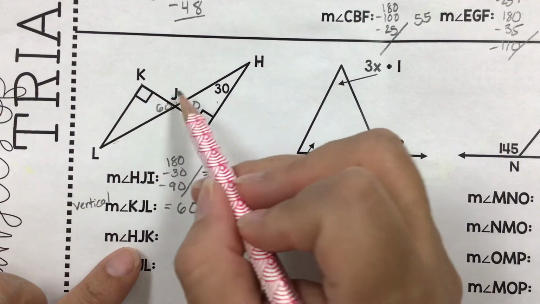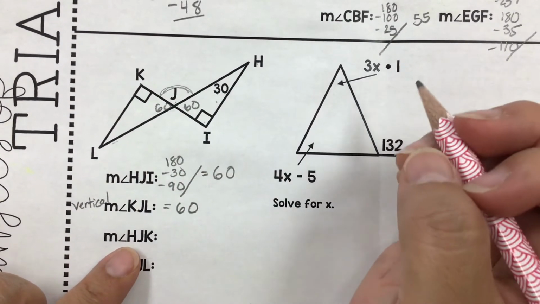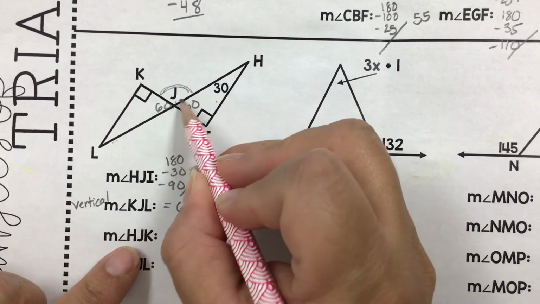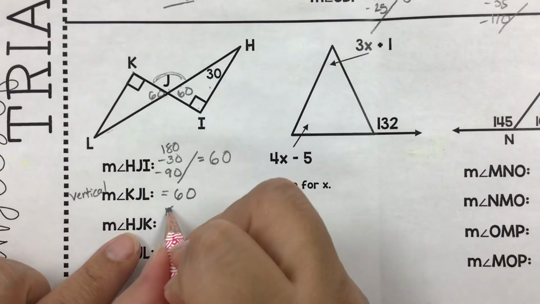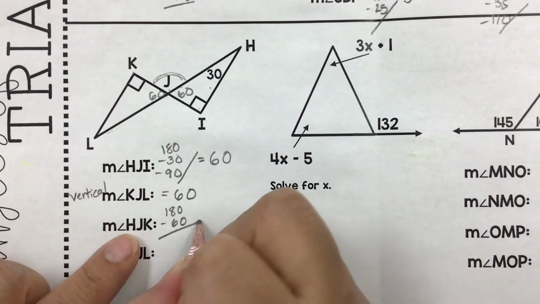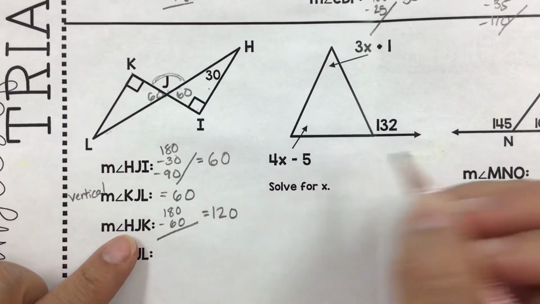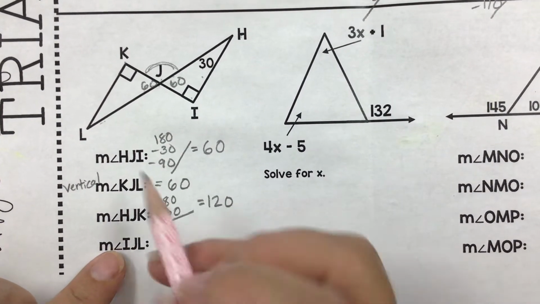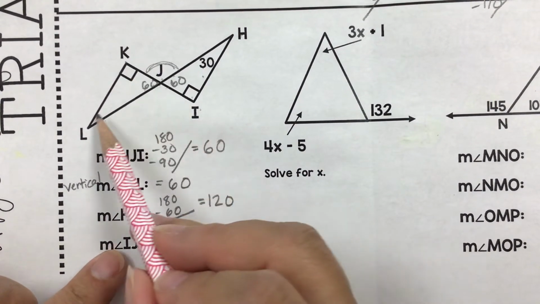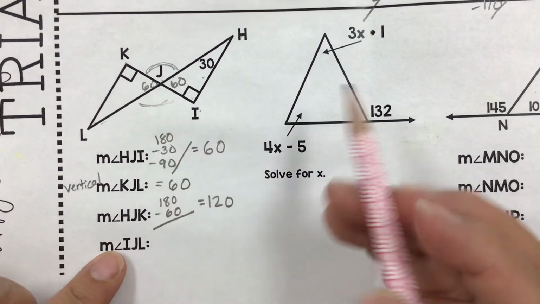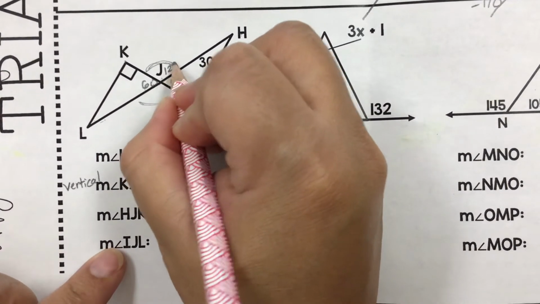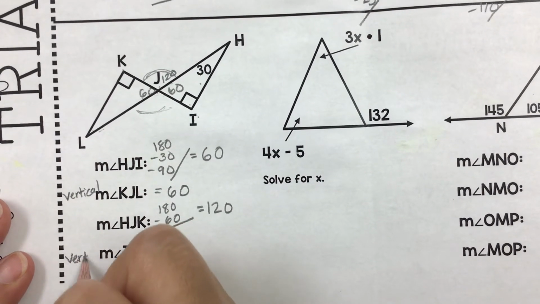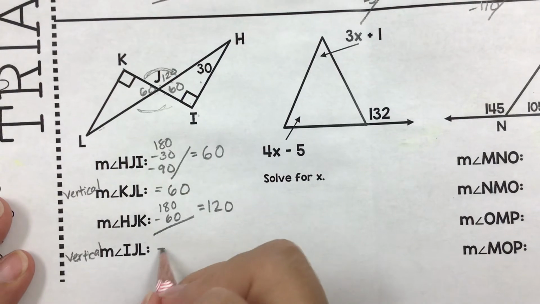HJK is the outside angle. Well, we know that these two will be a linear pair, so that's 180 minus 60 gives you 120 as that angle measure. IJL is also this outside angle. Since I know this one's 120 and this one's vertical to that one, this will also be 120.